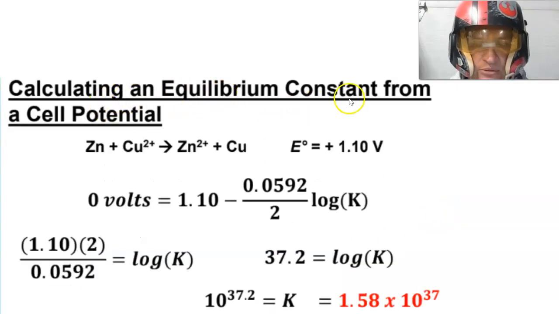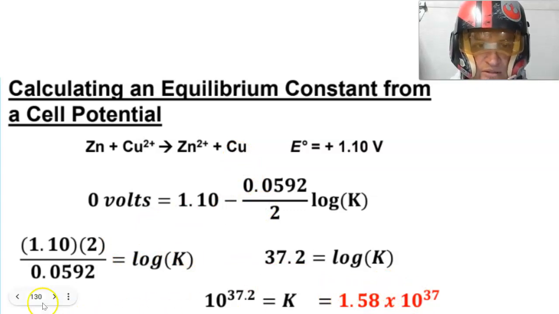So we can calculate the equilibrium constant from the cell potential. We have this zinc copper example, 1.1 volts. We know it's 2 electrons again from the number of electrons that are oxidized or reduced. Solve for your K, and we can see that this occurs at a super high rate. So this is a really good cell potential.